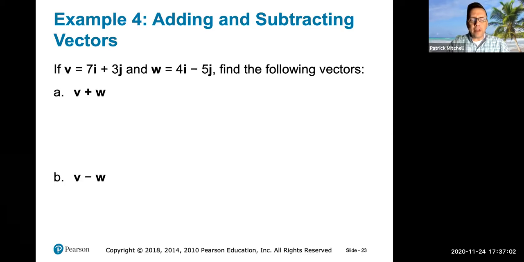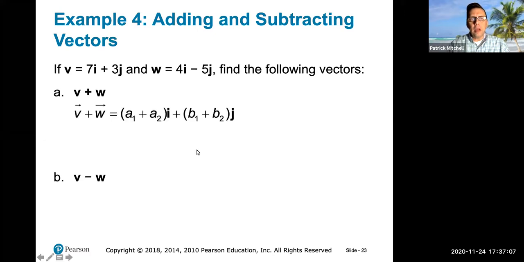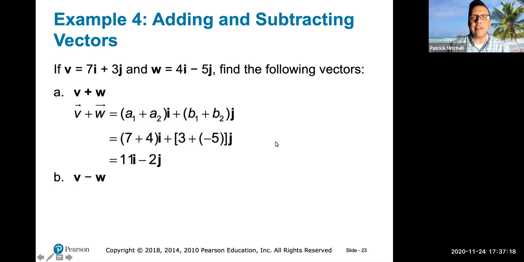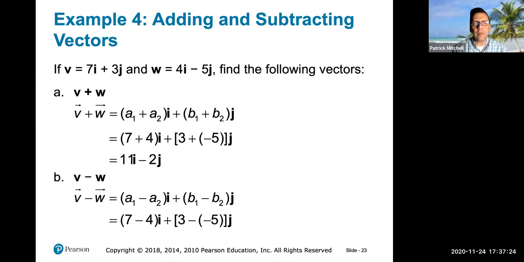So to find v plus w, you would just add those scalar components. So you would get, for the i component, 7 plus 4. For the j component, 3 plus -5. You get the vector 11i minus 2j. And for v minus w, you just subtract the scalar components. 7 minus 4 for the i component, 3 minus -5 for the j component gives you 3i plus 8j.